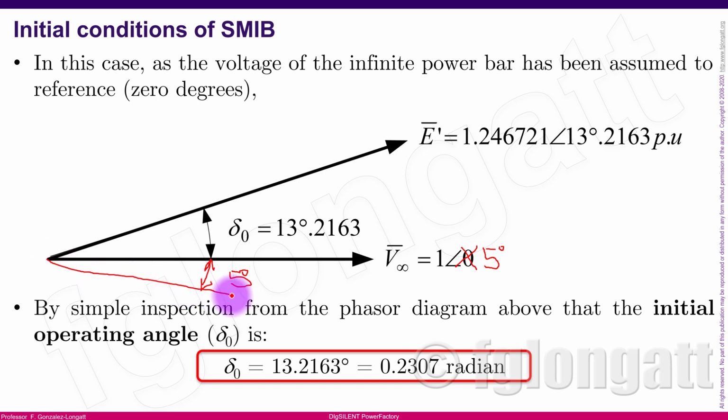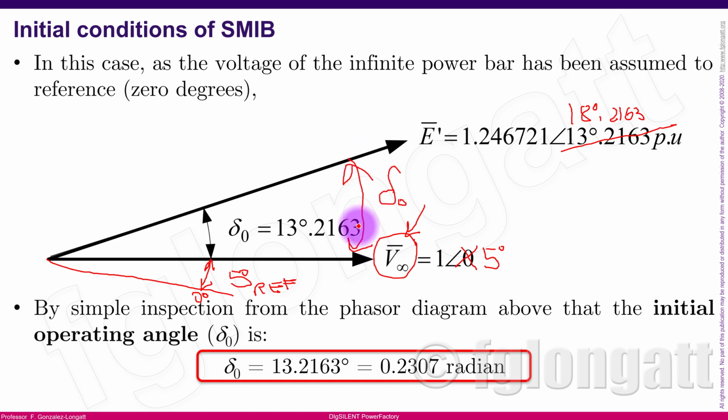And now this angle is impossible. This angle will be 18.2163, okay? Because the reference will be 0. This will be the reference. The reference will be 0 degree here. And then we have this voltage that is the infinity bus bar, and that is 1 at 5 degree. And then we have here the location for the phasor internal voltage of the synchronous machine, and this one is 18.21. The difference here is what we call delta 0. The angle between those two phasors is what we call the initial operating angle, okay?